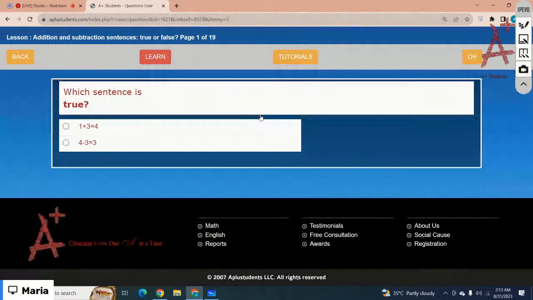Okay. Which sentence is true? Now you can see you are given two options, right? The first one is 1 plus 3 equals 4, and the second one is 4 take away 3 equals 3. So you have to see which one is the correct one, right? Let's just check the first one. 1 plus 3: when you add 3 plus 1 it makes 4, right? That means that is the correct one. You can also check the other one. 4 take away 3 equals 1, but here you are given 3, right? That means the second one is not the correct one. The first one is the correct one. 1 plus 3 equals 4, right? Option number 1 is the correct option.